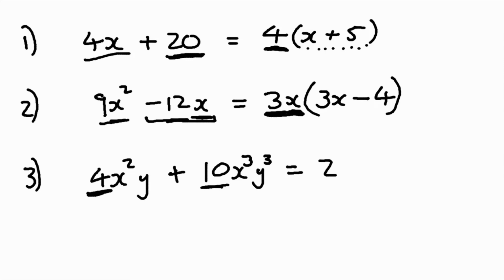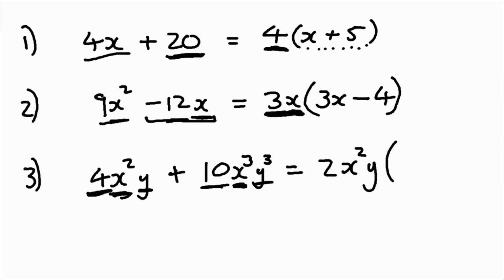Now we're going to look at the x part. What is the highest common factor of x squared and x cubed? Well, in this case, it's going to be x squared. X squared is the highest power of x that goes into both of these. The same with the y. What is the highest power of y that goes into y and y cubed? Well, that's just a single power of y there.